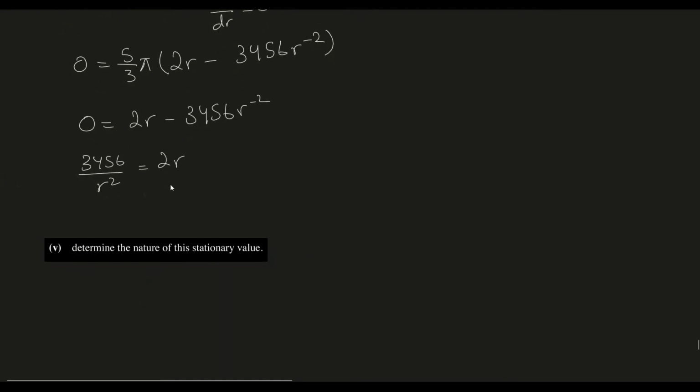So we will be left with r equals the cube root of 3456 over 2. So I just brought this 2 into the denominator. So this is 3456 divided by 2. And I've taken the cube root of r cube. So we will be left with this equation. Now if we solve this, we will get r equals 12 centimeters. So the cube root of this number, 3456 divided by 2, is 12 centimeters.